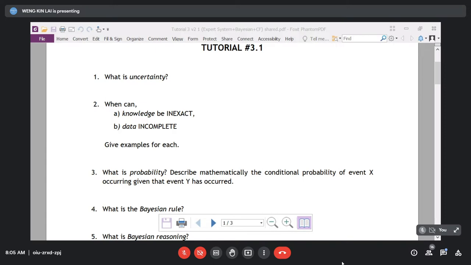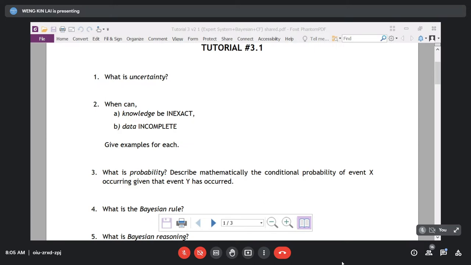The external evaluators, for example, the Board of Engineers Malaysia, have commented that the students should not be spoon-fed. That means that we cannot tell you what to do, right? So in this case, that's why the question is a bit open-ended. What is uncertainty? It's up to you to discuss and describe.